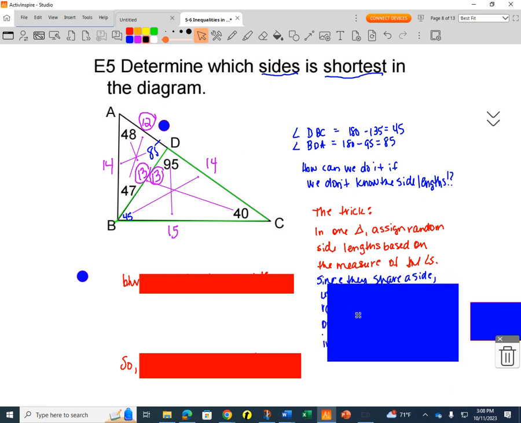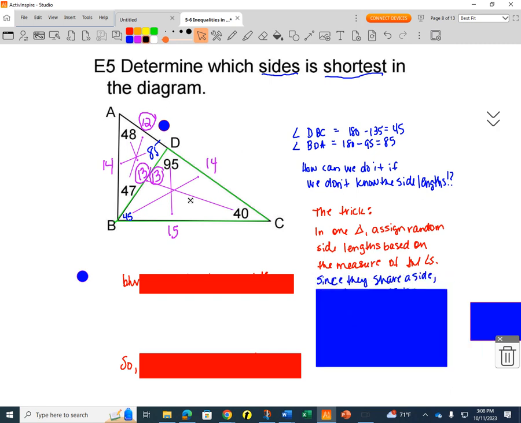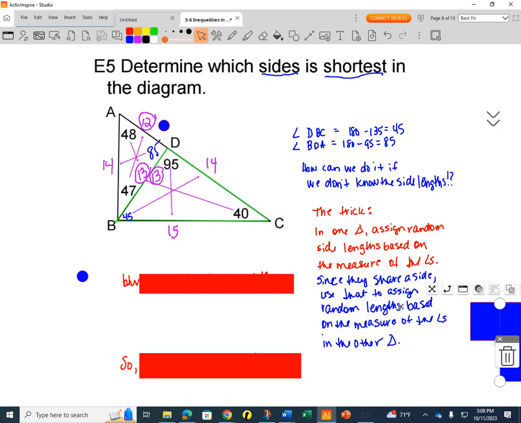Since they share a side, that side length has to be the same. We use that to assign random lengths based on the measure of the angles in the other triangle. So we start in the middle in this other triangle. Remember, we assigned it 13 here because it was across from the smallest angle. Since they share this side, they have to be congruent. So if that one's 13, then we have to say it's 13 in the other triangle as well.